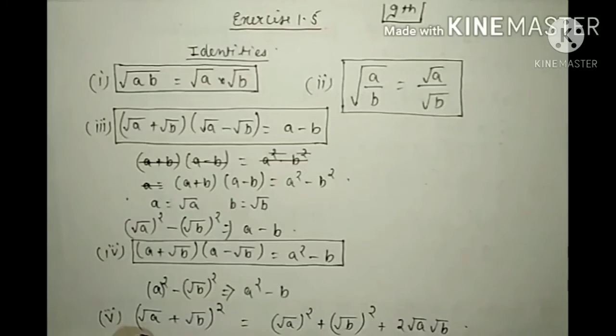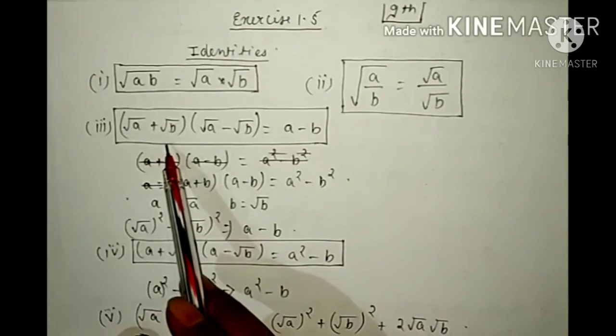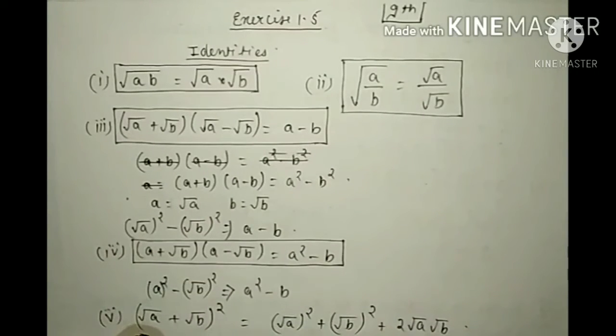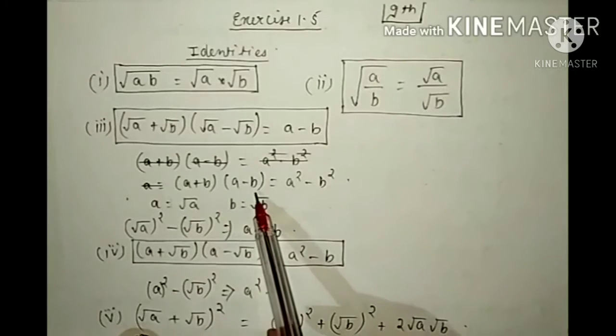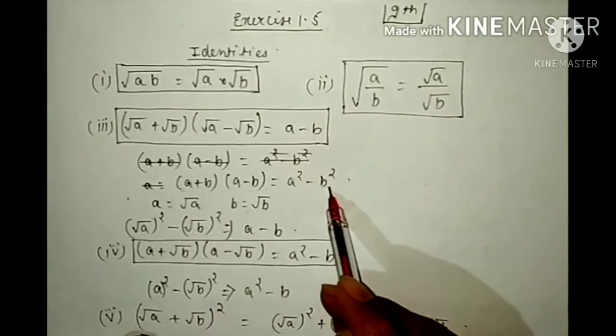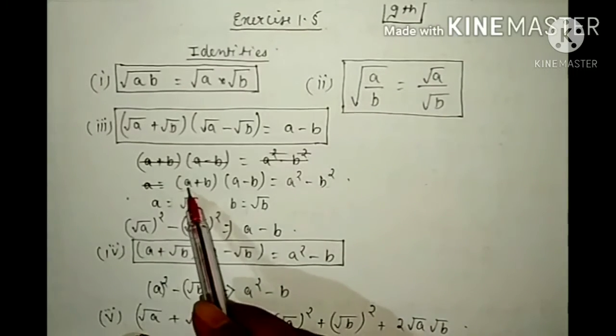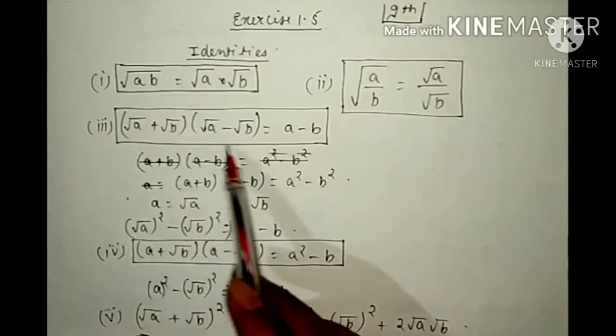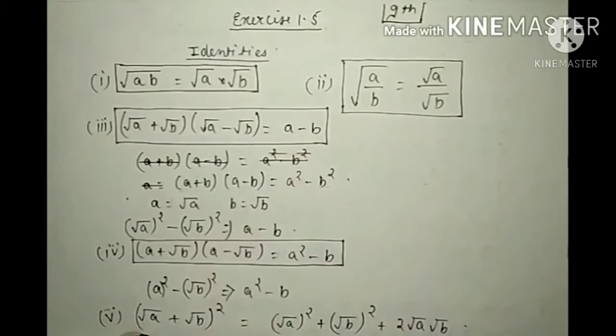Now see third one. Under root A plus under root B into under root A minus under root B is there. In this, which identity will be used? A plus B into A minus B is equals to A square minus B square. This identity will be used. So this A is under root A and this B is under root B. So this will become under root A square minus under root B square, which is equals to under root A square is equals to A and under root B square is equals to B. So this will become equal to A minus B.